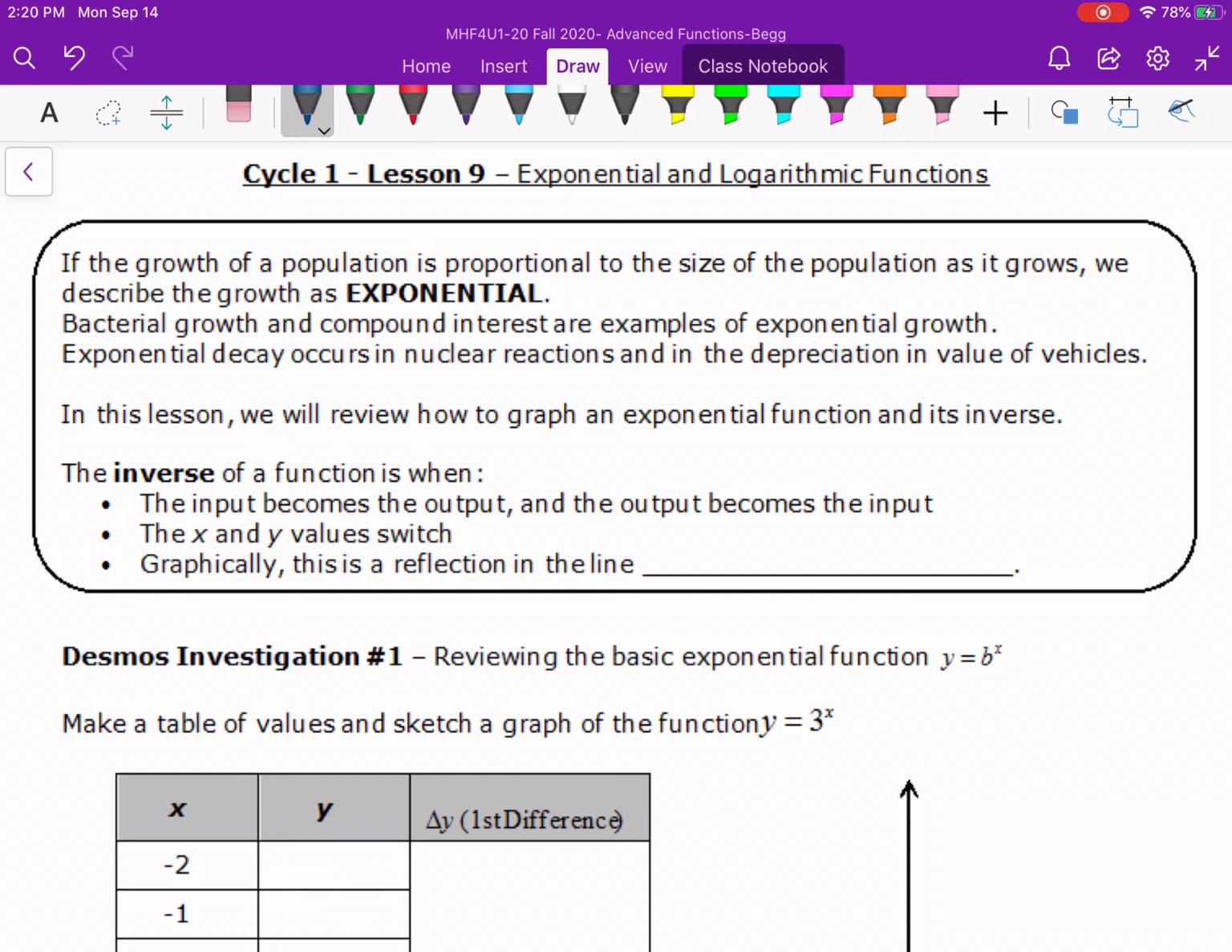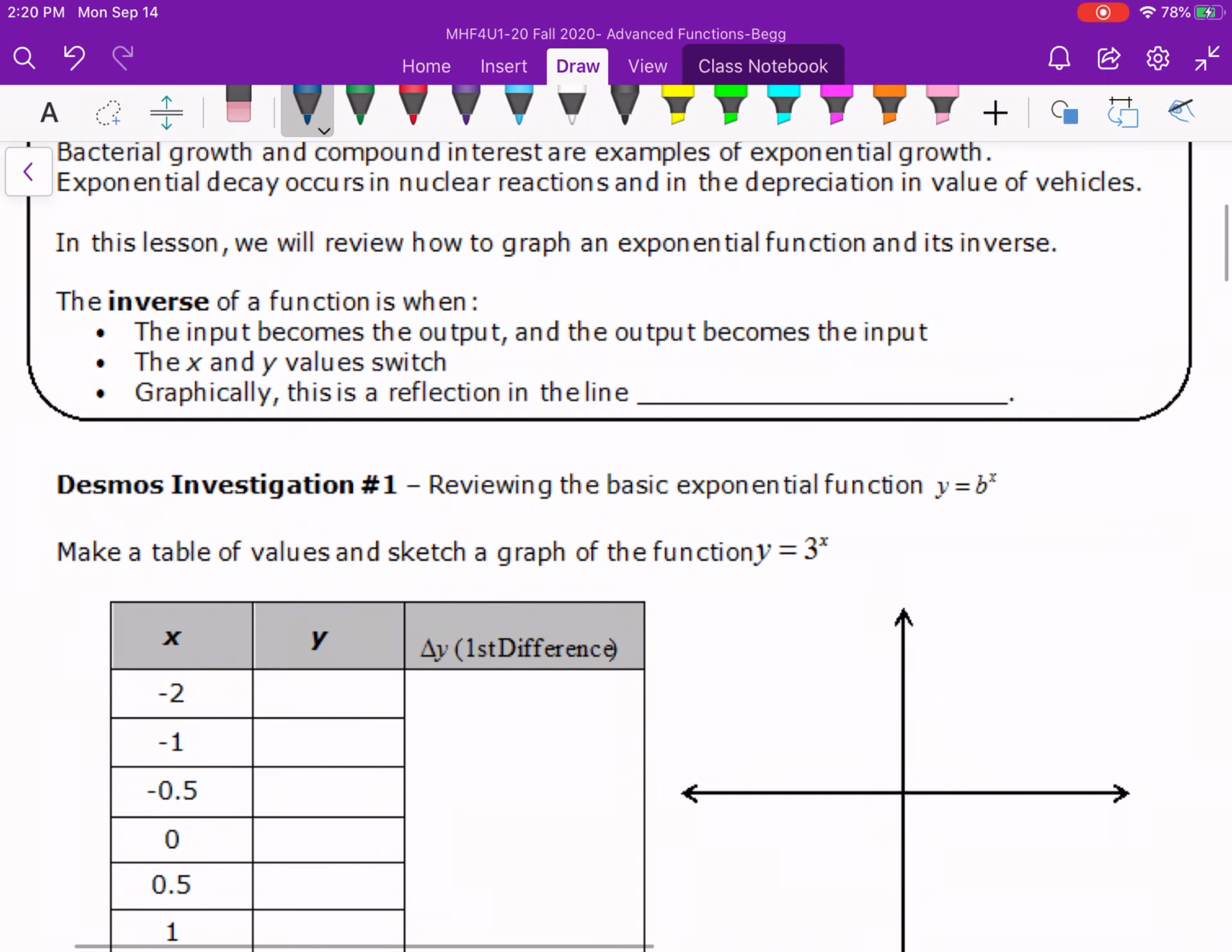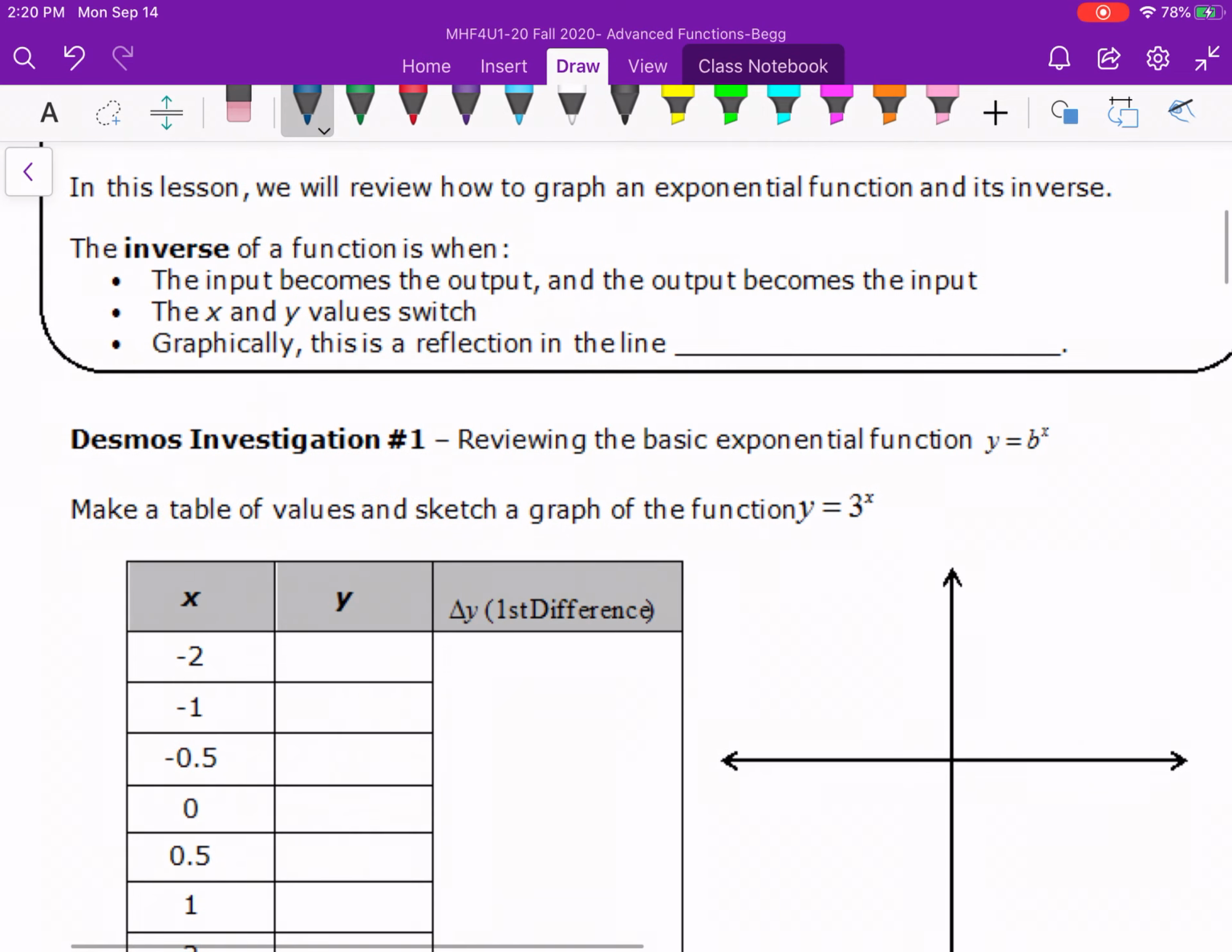We can also have examples of decay where an exponential function goes downwards. An example of that would be exponential decay, as in half-life. Also depreciation of values of vehicles. So we're going to look again at how we graph exponential functions. That should be a review. And we're also going to talk about the inverse of an exponential function. That's called a logarithm, although I don't think it comes up specifically in this lesson. The inverse of an exponential function is a logarithm, and we will be using logarithms in future lessons.